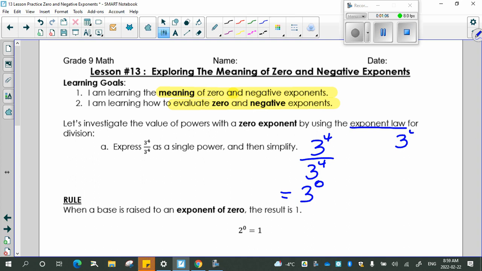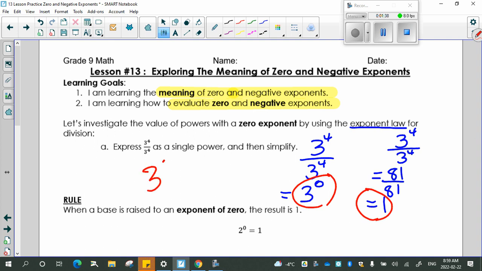But if we were to expand this instead, and we got our calculator out and actually typed in 3 to the power of 4, what would we get? Someone do it for me. 3 to the power of 4. 81. And that means the bottom would also be 81. And what happens when you divide a number by itself? You get 1. So that means, based on our analysis, 3 to the power of 0 must be 1.